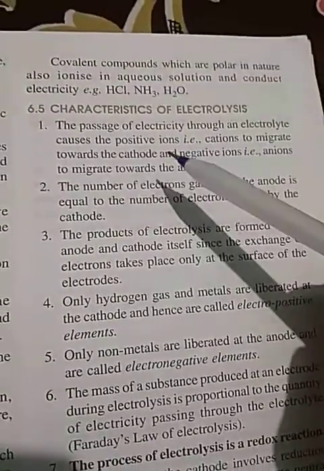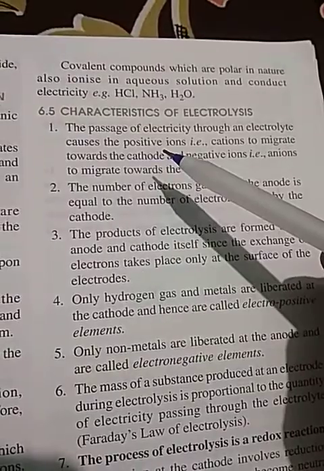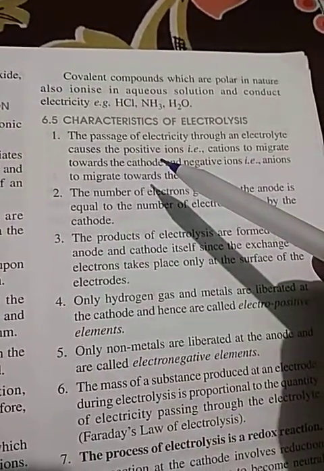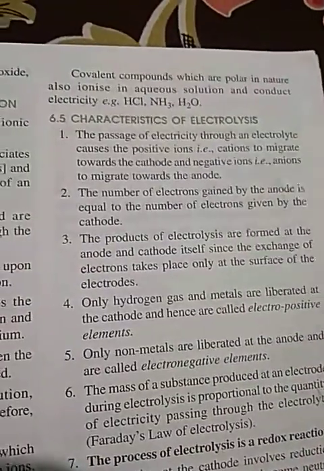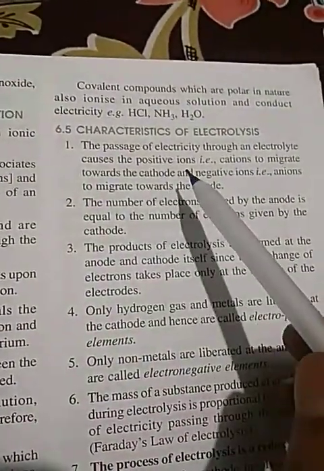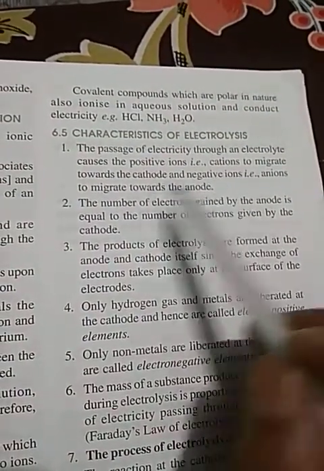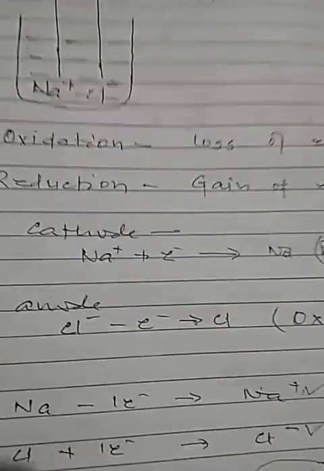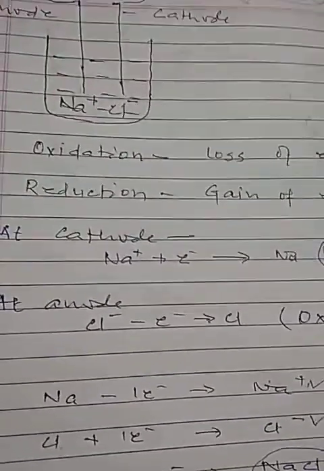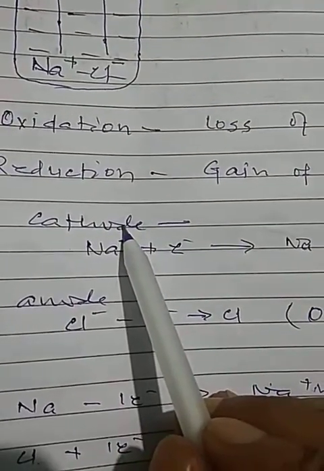Positive ion. During electrolysis, the compound dissociates and they form positive and negative ions. These positive ions migrate towards the cathode, and negative ions migrate towards the anode. What happens? In my first class or second period, I had told you this cathode is the reservoir of electrons.